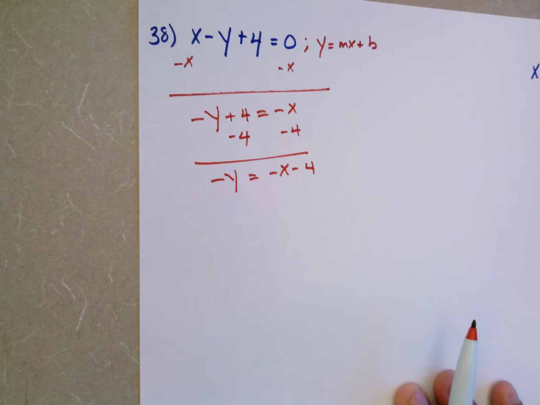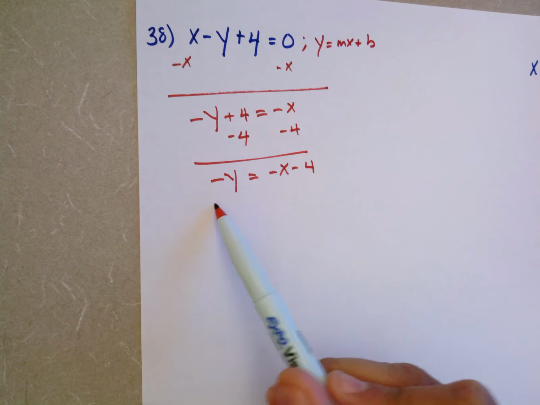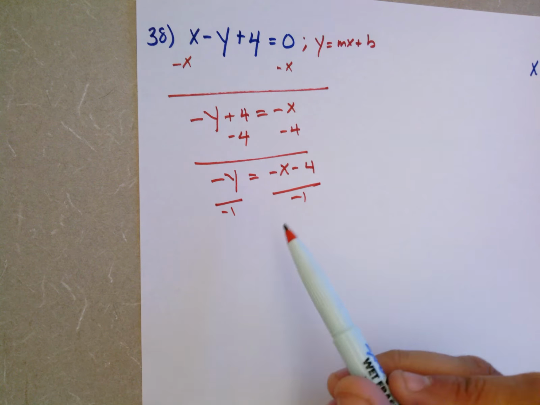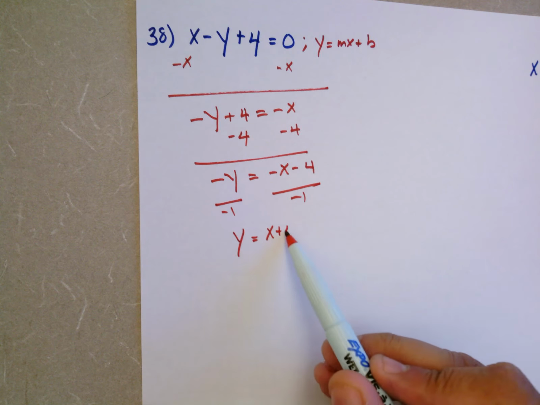Although it looks close to y equals mx plus b, I have a negative y here, and it has to be a positive y. So I'm going to divide both sides by negative 1. And when we divide by negative 1, we just change the signs of all the terms. So I'm left with y equals x plus 4.